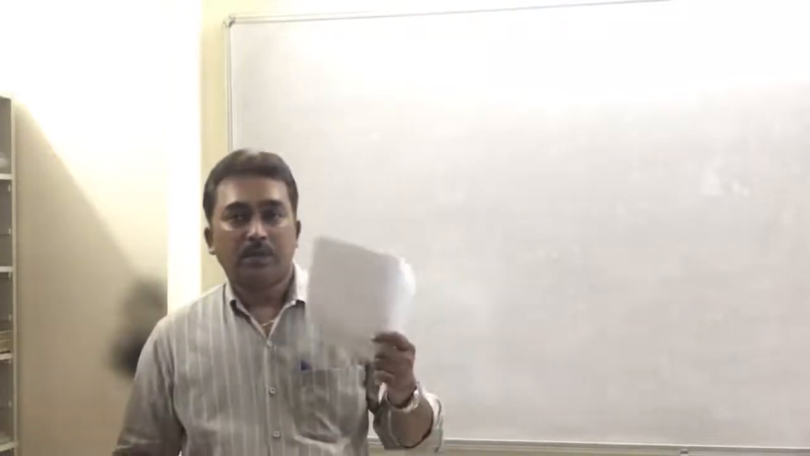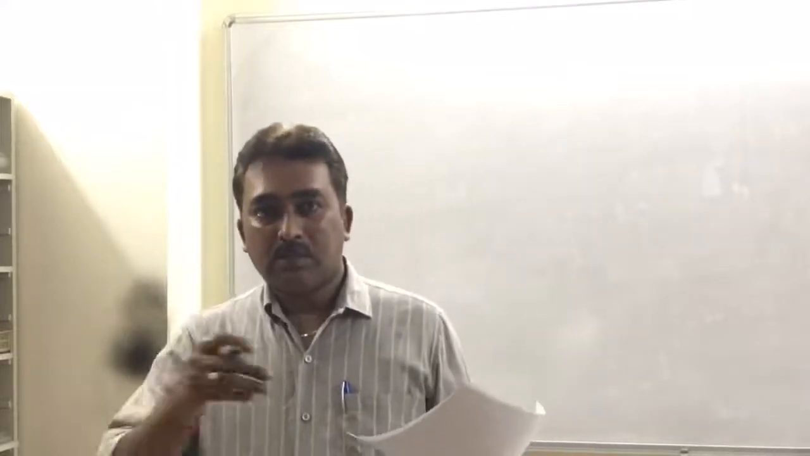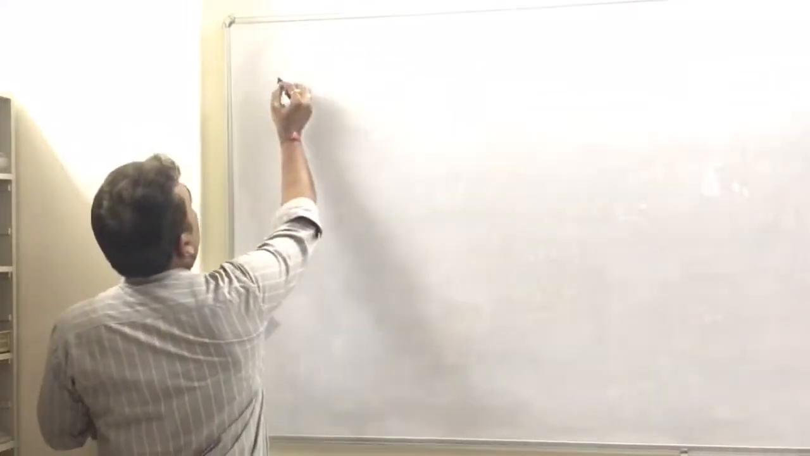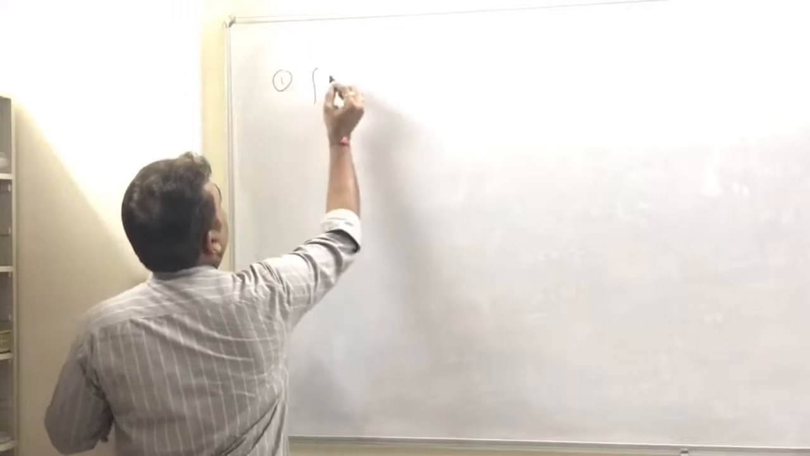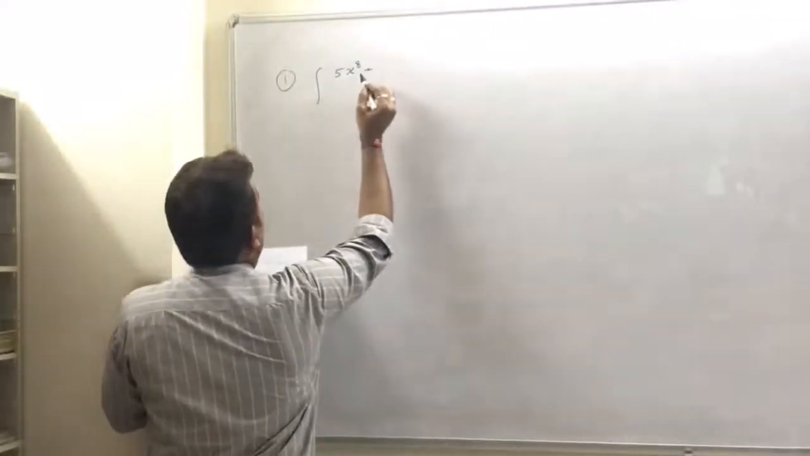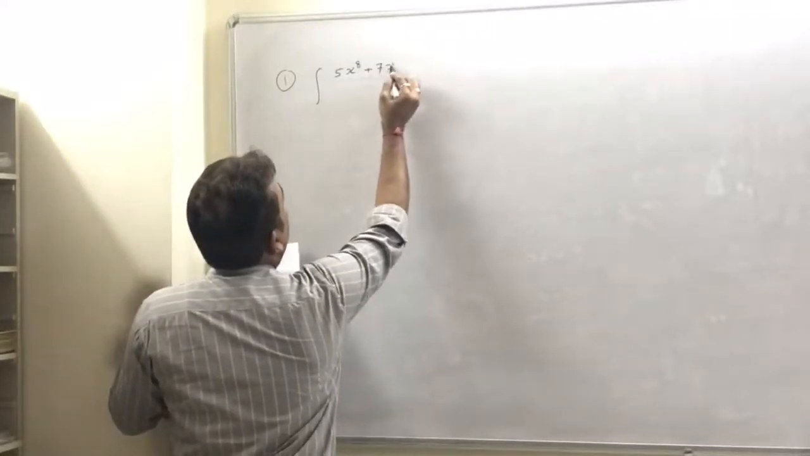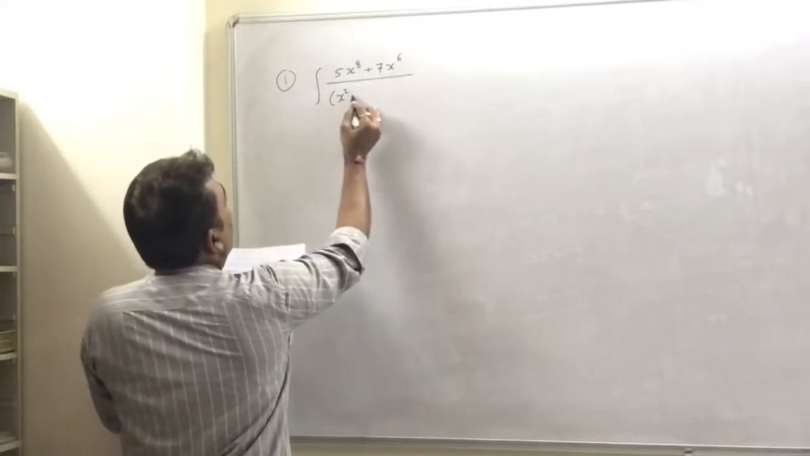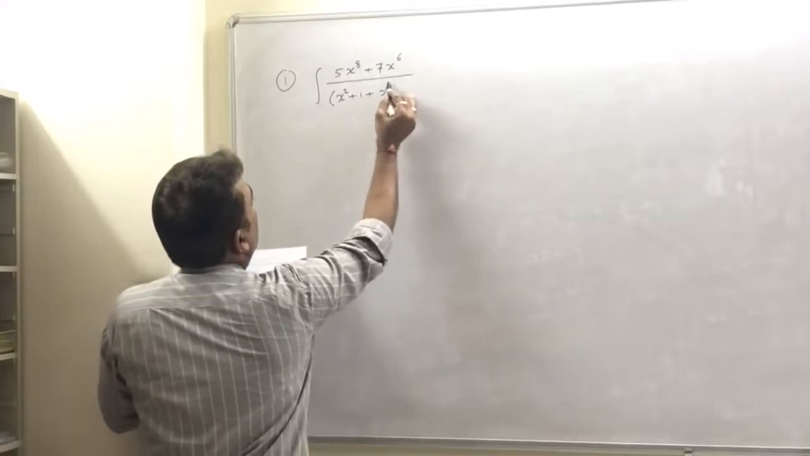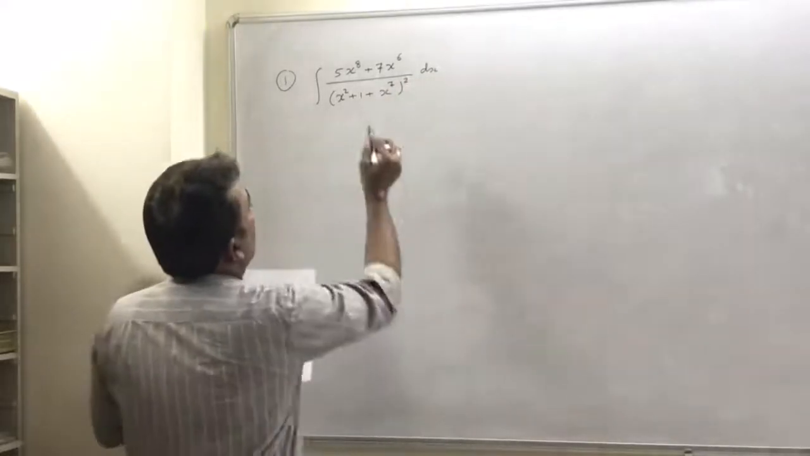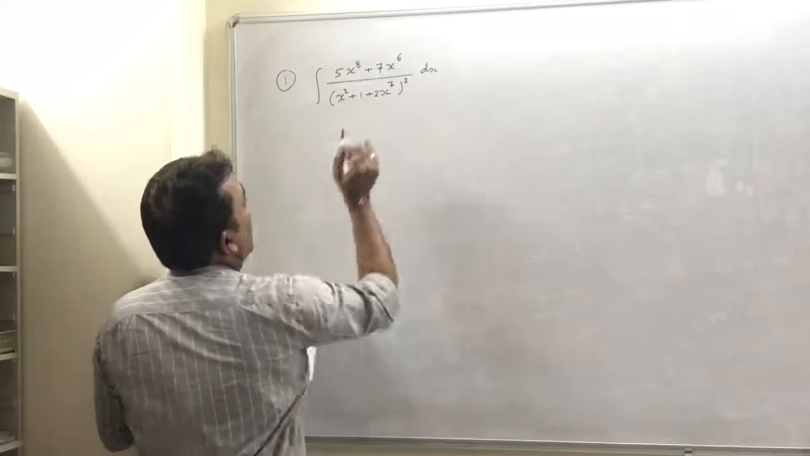Now in JEE we start with the revision of integration and different chapters. In integration, generally one example is like this: integral of (5x^8 + 7x^6) upon (x^2 + 1 + x^7) whole square dx.